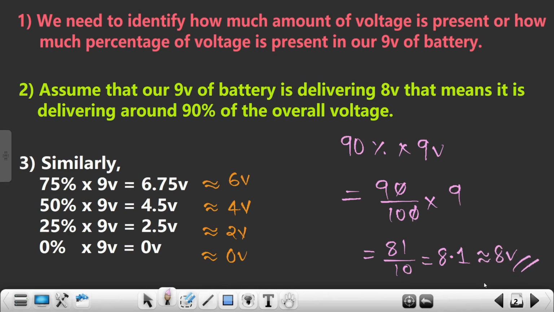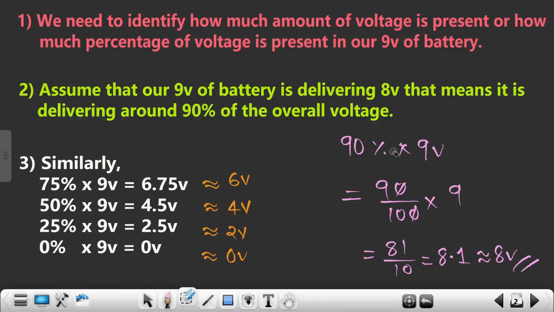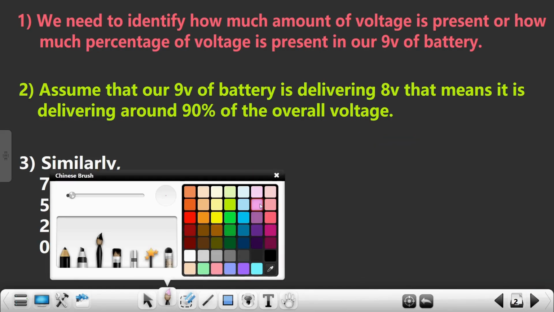So if this battery is delivering 8 volts, what I can say is that this battery has around 90% of its overall voltage, or basically it is charged by 90%. This is what I can say. Great. Let me erase this and this as well. Now you look at this particular calculation.